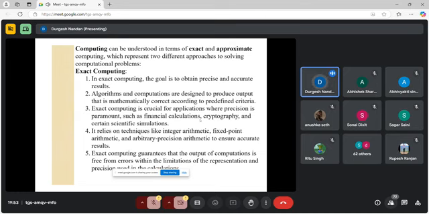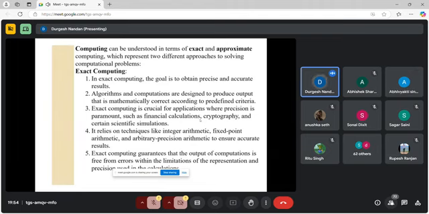Many places where 100% accuracy is not required. If we look at exact computing, there are many areas where accuracy or precision is the most important thing, like financial calculation, cryptography, and many other places where exact computing is okay.